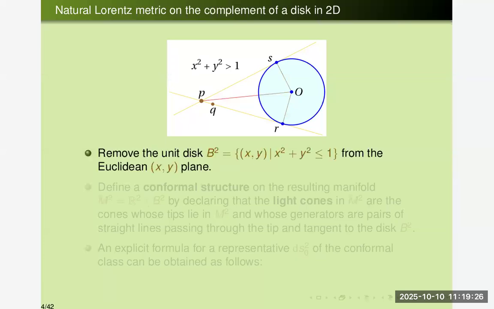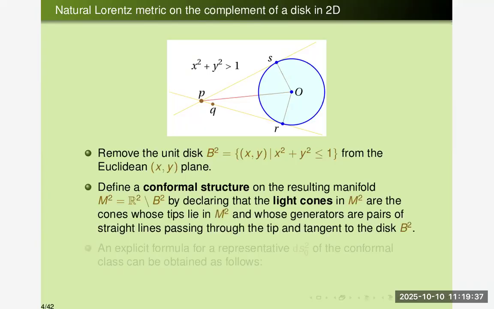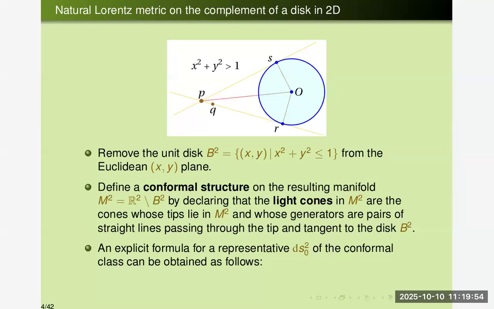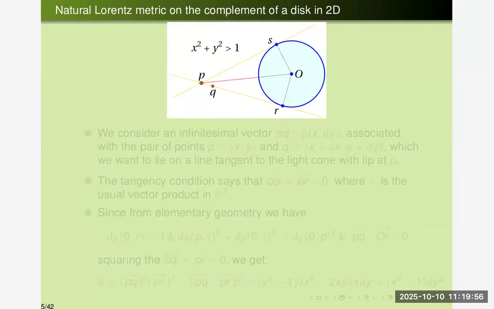I call this space, R2 with the disk removed, M2, and as I said, I declare a conformal structure on it, such that the light cones in M2 are the cones whose tips lie in M2 and whose generators are pairs of straight lines passing through the tip and tangent to the disk. So one can now look at what the explicit formula for this conformal metric is. It's actually very easy geometry.